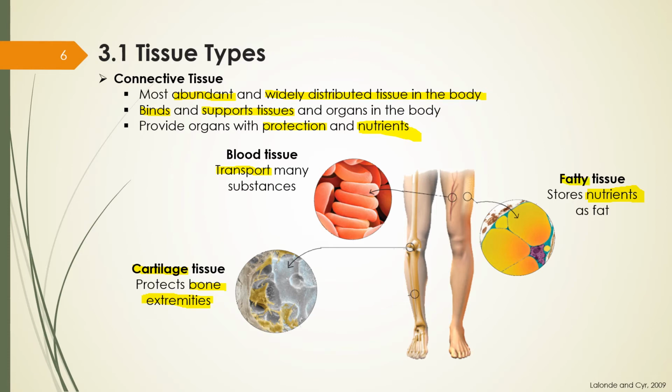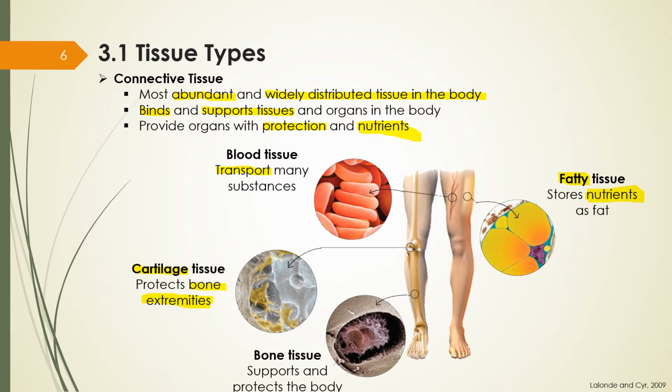But it has its importance, because if you don't eat for some time and you don't have this reserve, you can fall down, you can even die. Okay, so this is important. You cannot just give away all your fat. You must have some fat. And for example, the bone tissue is also a connective tissue that supports and protects your body. Okay, so your bone supports and also protects your body.